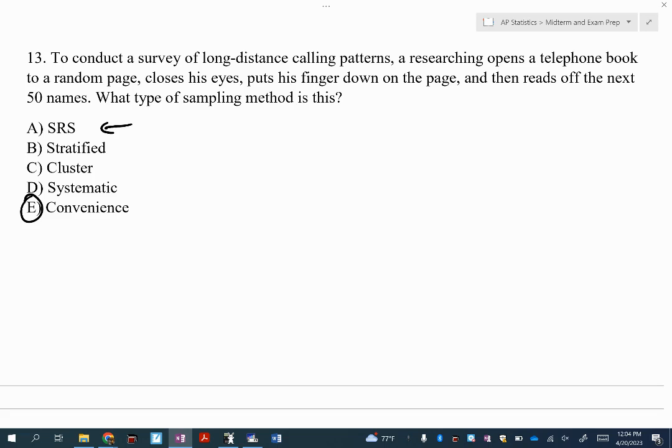Is it not cluster because he's choosing one group instead of several groups? Well, it's kind of like the beginning of a systematic, because if they were randomly to pick the number 60, and then did the next 50 after that, that would be systematic. Cluster would need to have groups. There's no grouping going on. It's just one phone book.